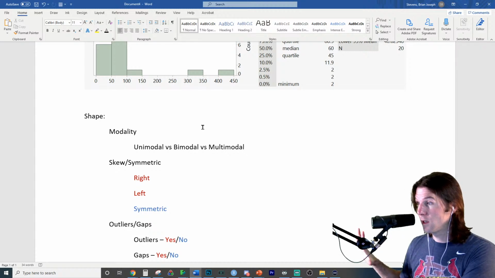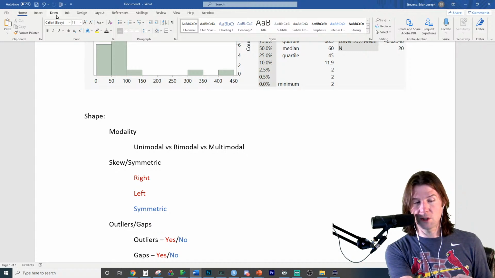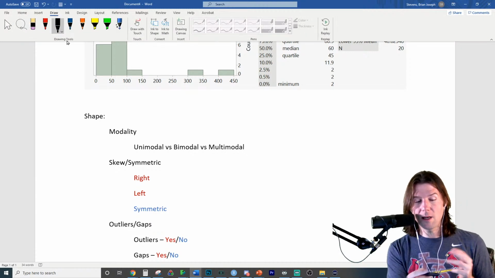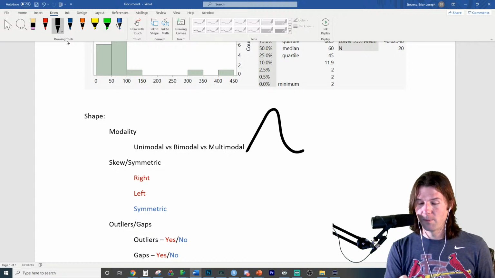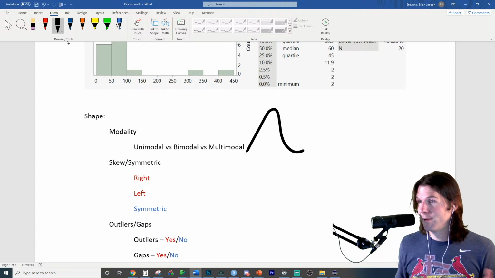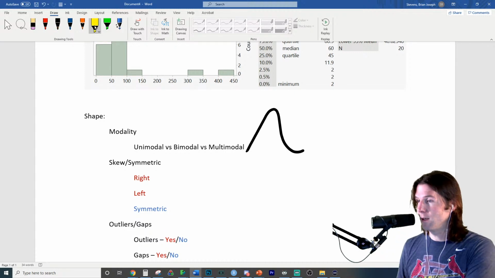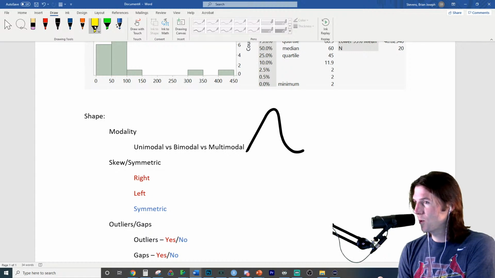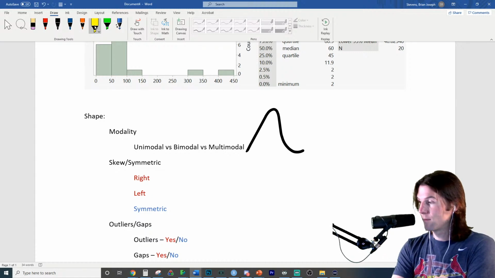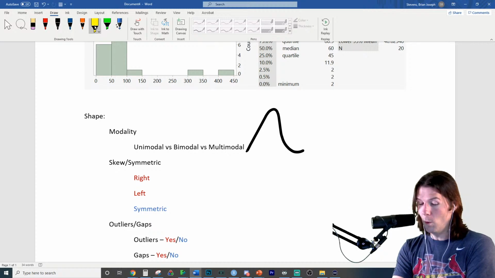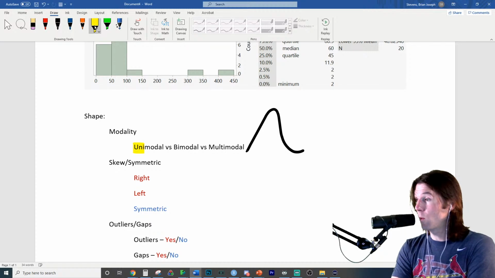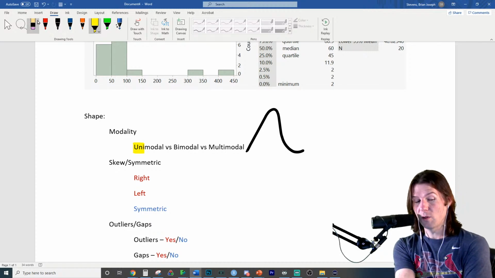I've got some color coding to help out right here, but we have to first know what modality is. When we talk about the shape, let's talk about the modality. Modality is just like peaks on a mountain. How many peaks does that mountain have right there? Pretty easy question. One peak. That makes it unimodal. That is a unimodal distribution.